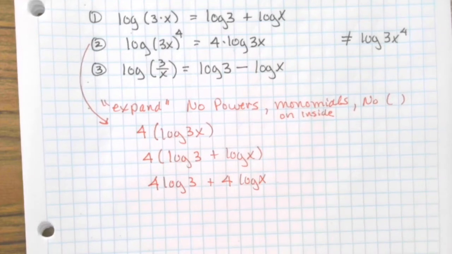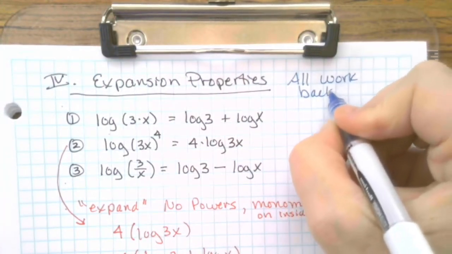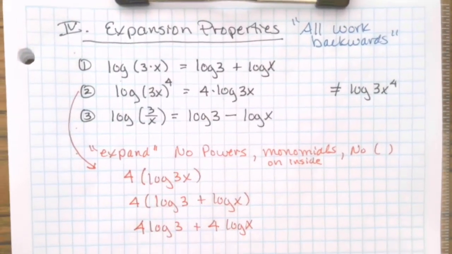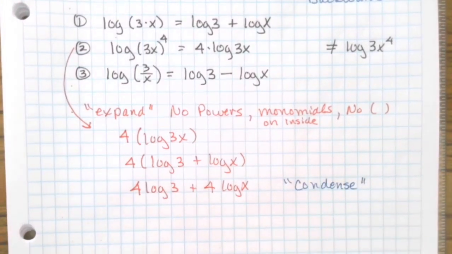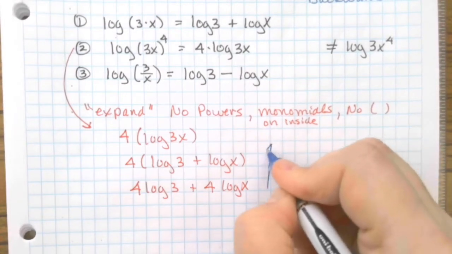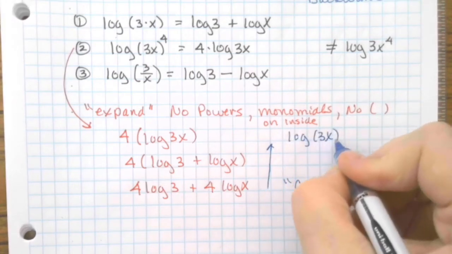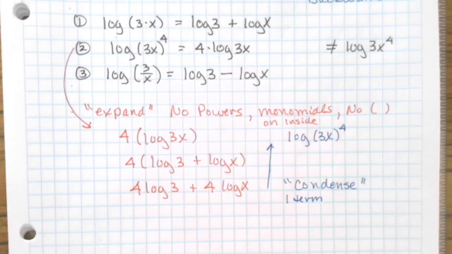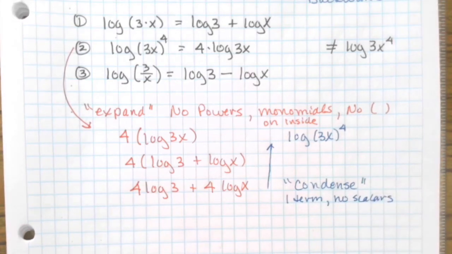All right, those are your expansion properties. By the way, they all work backwards. You can go the other way. And the opposite of expand is condense. If you condense, you simply do the reverse property, and your answer would end up being log of 3x to the 4th, which is one term, no scalars. That's condense.